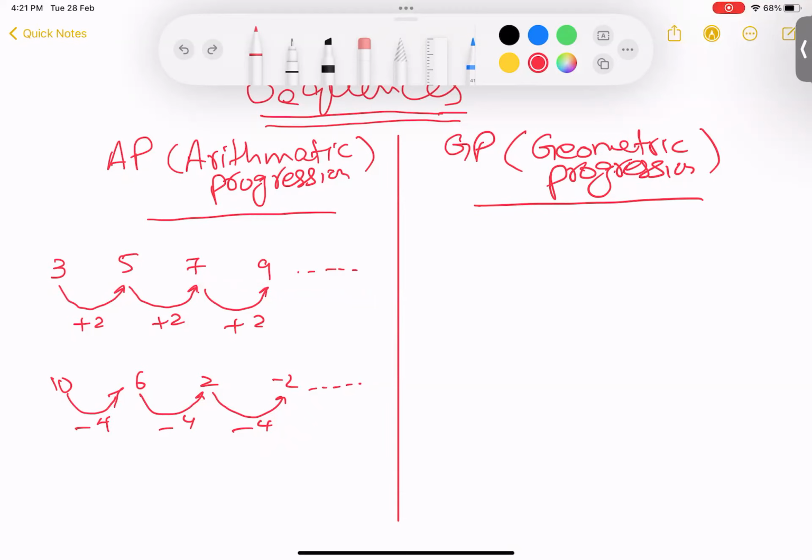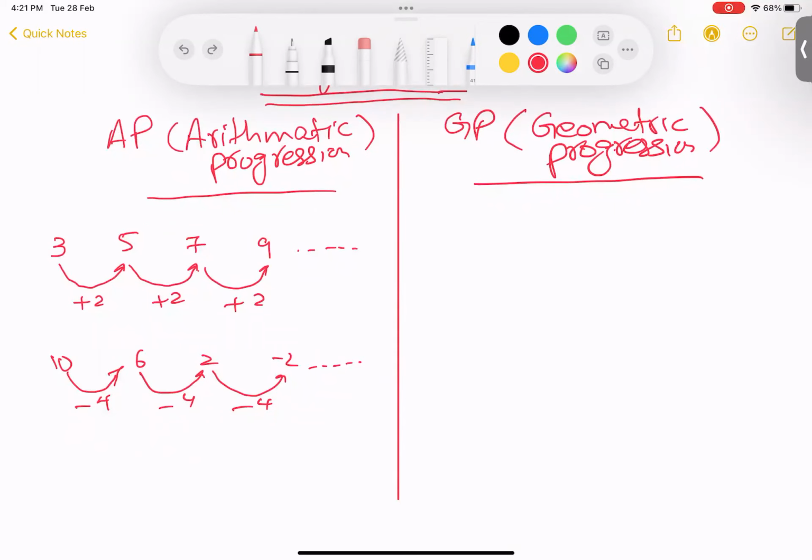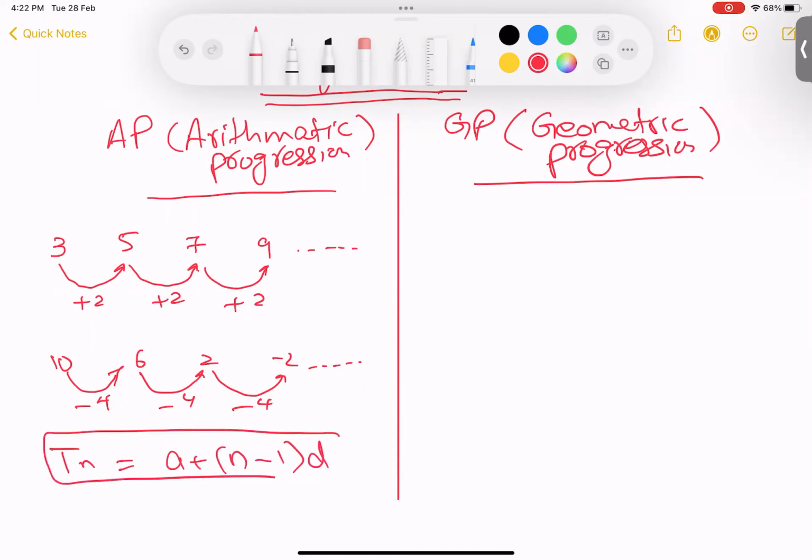In the same way, let's talk about arithmetic progression's formula. We have a special formula for it, and that formula is, I'm writing it here, Tn is equal to a plus (n minus 1) times d. This is a formula we will use again and again. Let's talk about the GP.